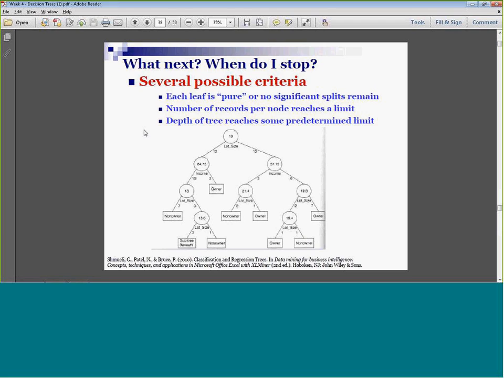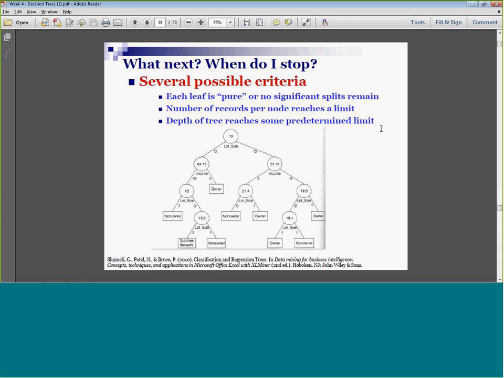Or I can say I'm going to stop when the tree reaches 6 levels deep. SAS has a default of 6 levels, by the way. You can change that. Why 6? Well, you're starting to cut the bologna pretty thin when you get down below 6 in many cases. But you can change that. Or I can stop if there's no significant splits. Now, what do we mean by significant?